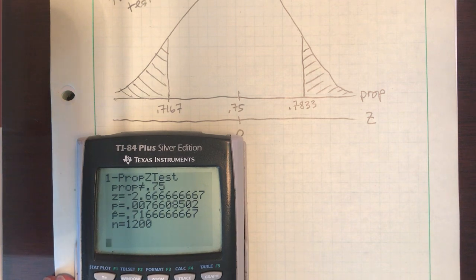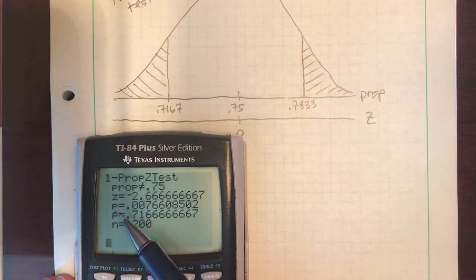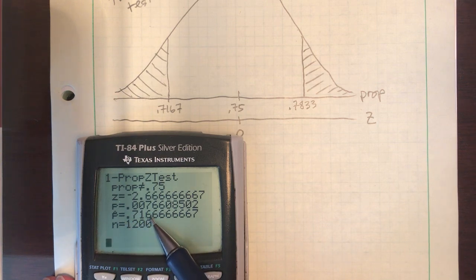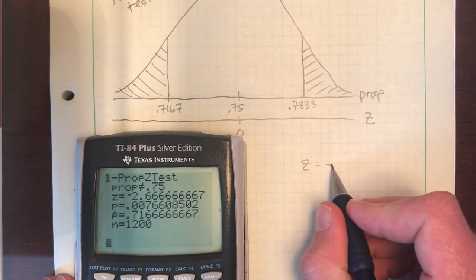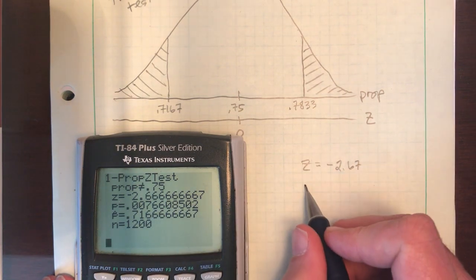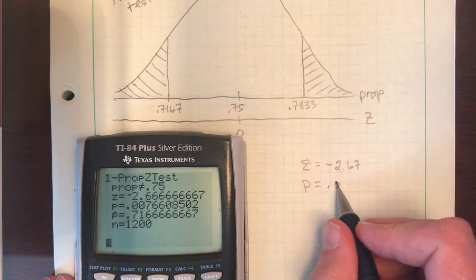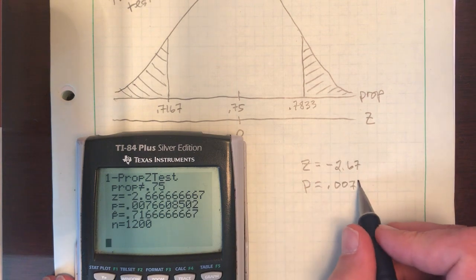So you'll notice some familiar numbers. My alternative sitting at the top, not equal to 75. My sample size, 1,200. My p-hat, my point estimate, something we've already calculated. The two new numbers are my z-score and my p-value. So let me just jot those off to the side. My z-score, negative 2.67. Two decimal places is plenty. My p-value, 0.007. And I'm going to go ahead and round that to 7.